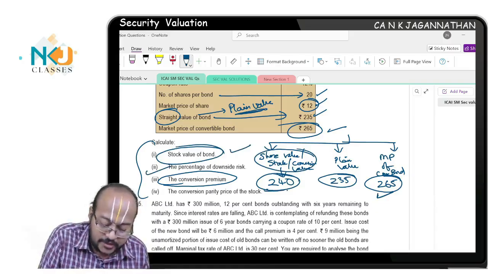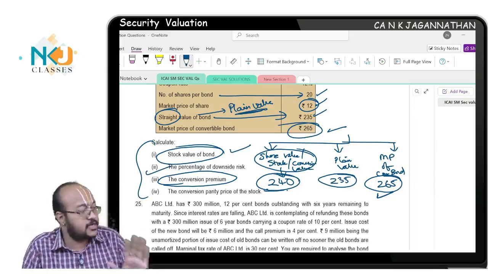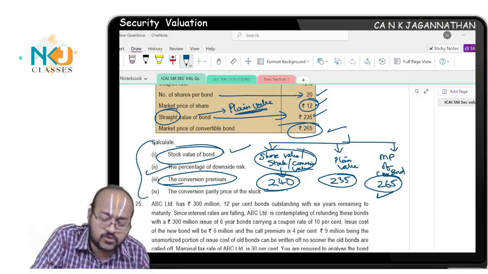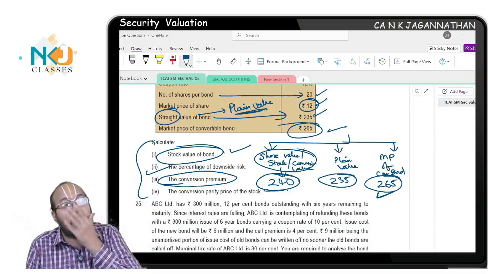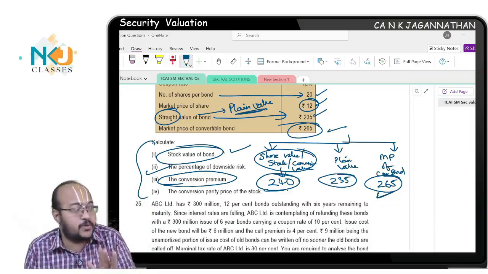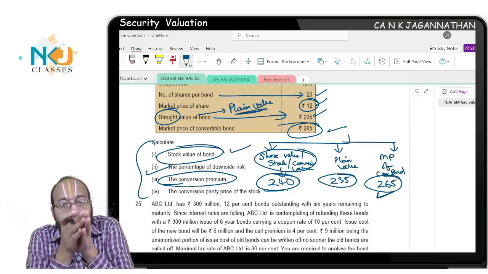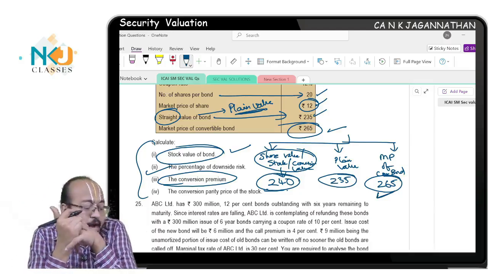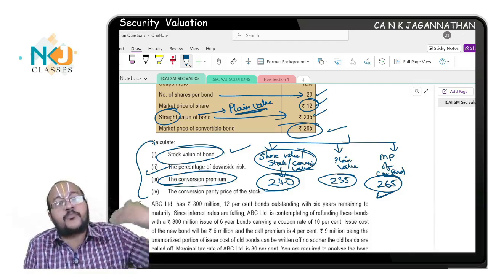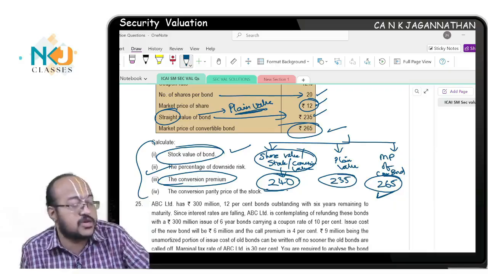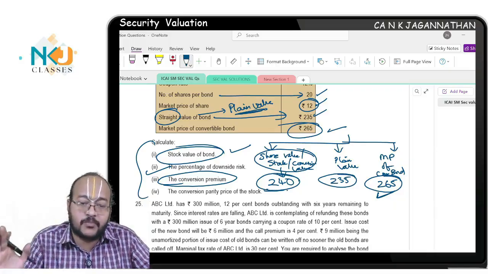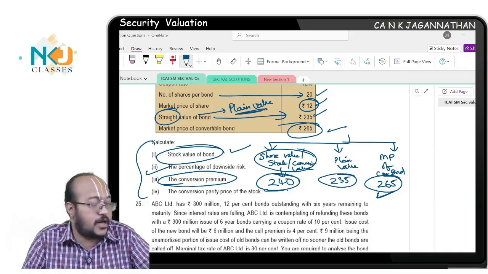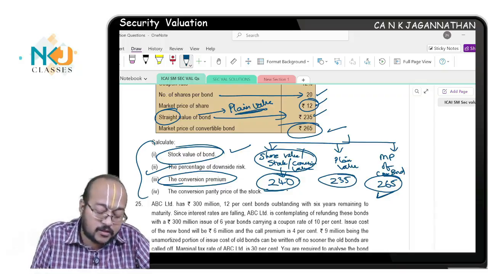The percentage of downside risk, children, what is it? Initially you buy the convertible bond by paying 265 rupees. Now, when will you not exercise your right to the equity shares? When the company is performing well, you would like to exercise your right and convert the bond into equity shares. And if the company is not performing at all, the share price goes to zero and they shut down the company, you would like to die as a bondholder, because at least some amount can be recovered. Are you understanding?